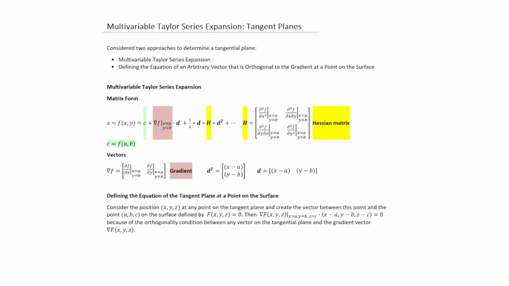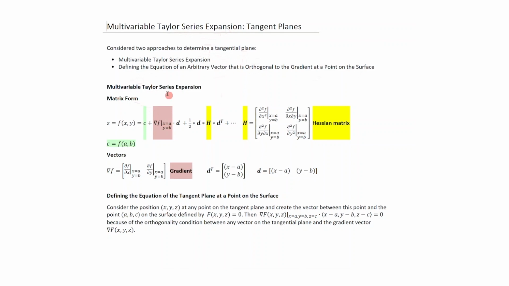Then we looked at tangent planes, but we extended this notion to other applications, in which case we were dealing with physical problems. We didn't necessarily call them tangent planes, but mathematically that's what they were. And so we looked at a multivariable Taylor series expansion of a particular function. We looked at this as being one approach for tangent planes, and also defining the equation of an arbitrary vector that is orthogonal to the gradient at a point on the surface. So two different approaches we used to determine a tangential plane.